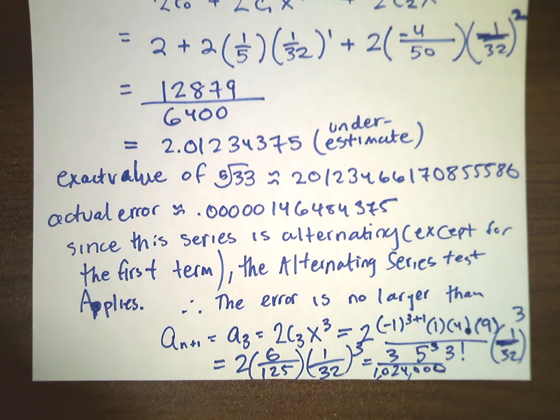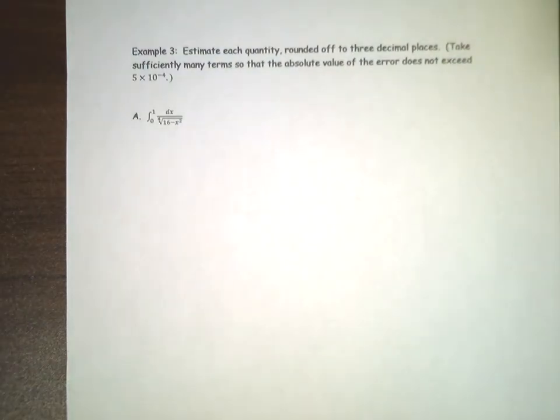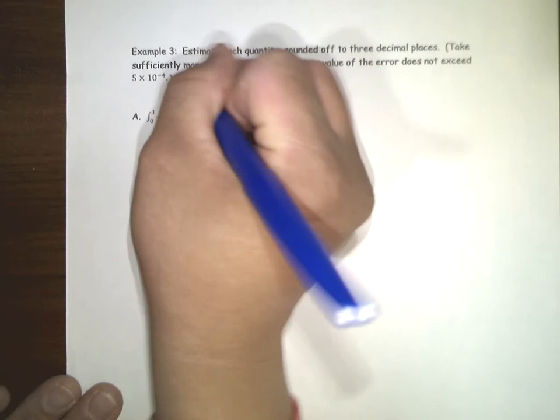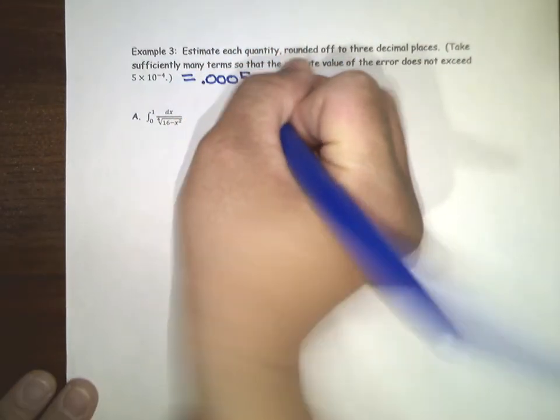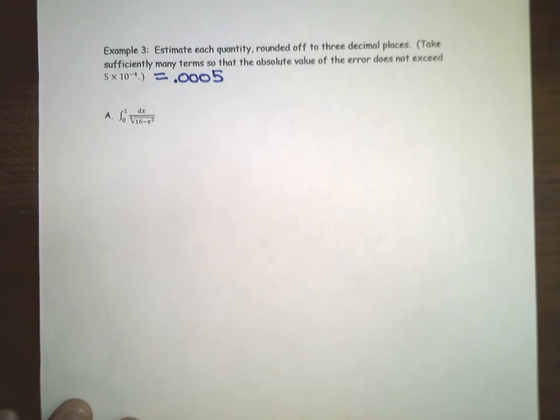All right, so now let's try another one here. Let's try the next example that I have for you. Estimate each quantity, round it off to 3 decimal places, and take sufficiently many terms so that the absolute value of the error does not exceed 5 times 10 to the negative 4th power. So 5 times 10 to the negative 4th power is actually 0.0005. So let's rewrite this integral so that I can use the methods of this section to estimate it.